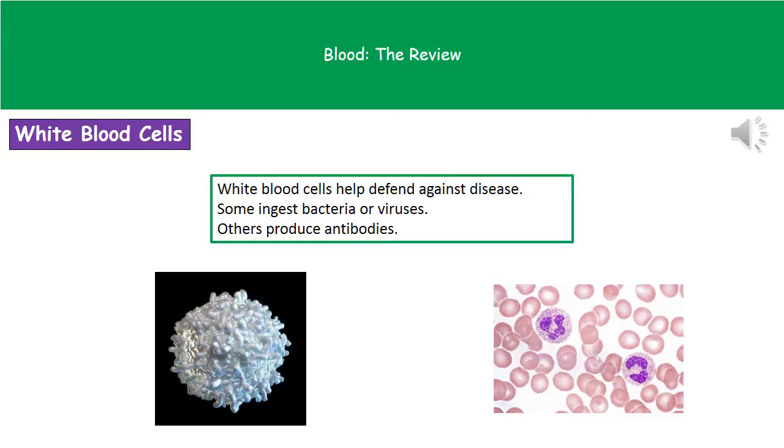Second type of cell that's important then in our blood is the white blood cell. And what they do is they help to defend us against disease. So there's two ways they can do this. First one is that they can produce these chemicals called antibodies. And the second way is by ingesting the bacteria and the viruses and then digesting them. So that's a process called phagocytosis.